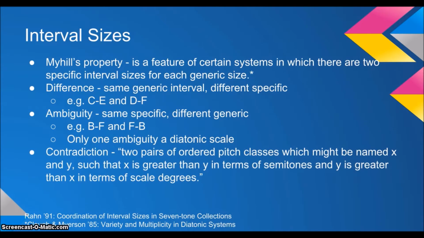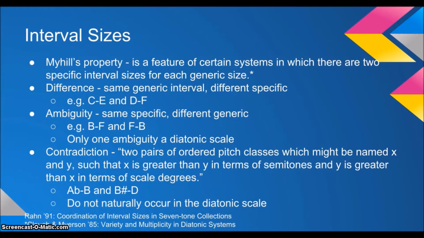There are also contradictions. These are where 2 pairs of ordered pitch classes contradict one another. So we have B and A flat, which is spelled as a second but spans 3 half steps, and B sharp and D, which is spelled as a third but spans 2 half steps. These do not naturally occur in the diatonic scale.